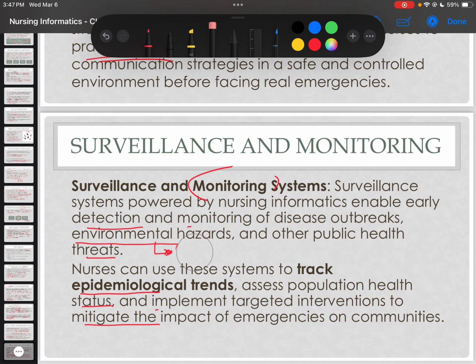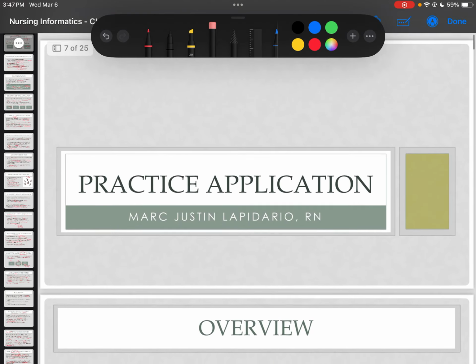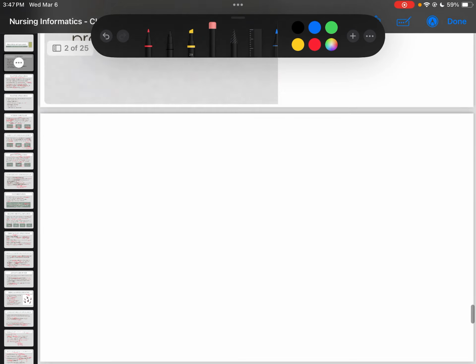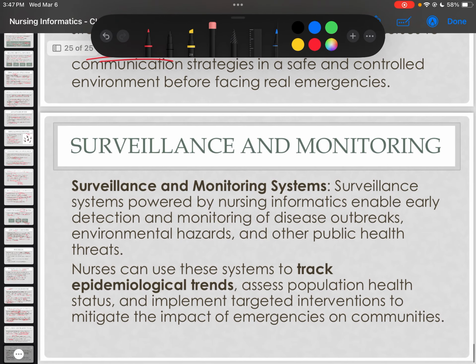If you have any questions, do not hesitate to ask. And that is it. This is the final topic for your midterm exam. Okay? And as I've said, I will discuss monitoring devices in our next topic.